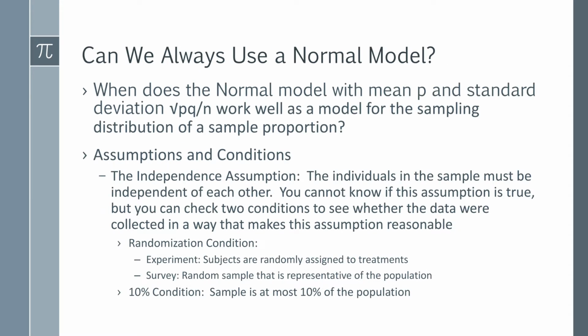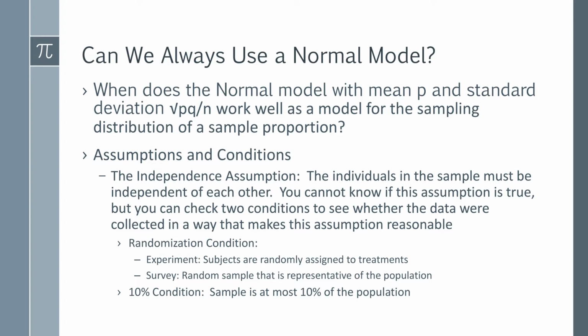So when does the normal model with mean of p and standard deviation square root of p times q divided by n work well as a model for the sampling distribution of a sample proportion? Well, there are assumptions and conditions that you have to check. We have the independence assumption, which says that the individuals in the sample must be independent of each other. You cannot know if this assumption is true, but you can check two conditions to see whether the data were collected in a way that makes this assumption reasonable.